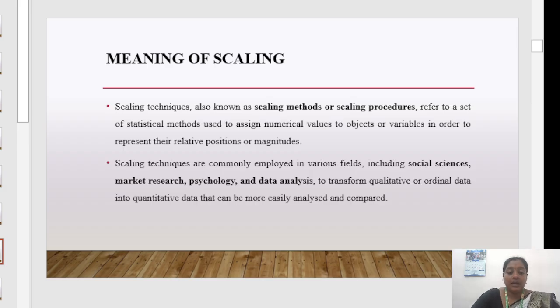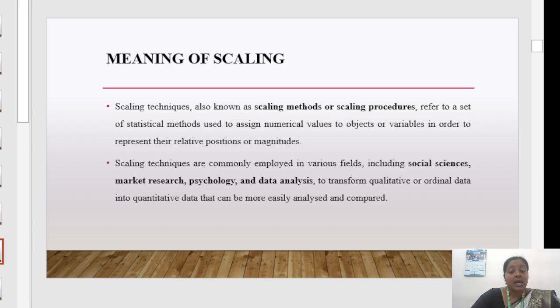Meaning of scaling. Scaling is the procedure of assigning numbers or symbols to indicate the degree to which an object, individual, or event possesses a particular characteristic. While measurement identifies and quantifies attributes, scaling determines the intensity or direction of those attributes. Scaling enables researchers to place respondents on a continuum ranging from one extreme to another.